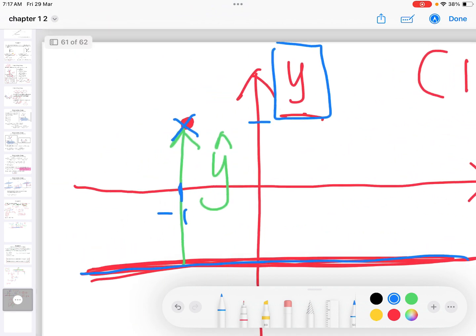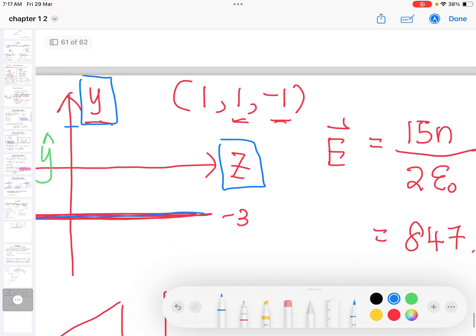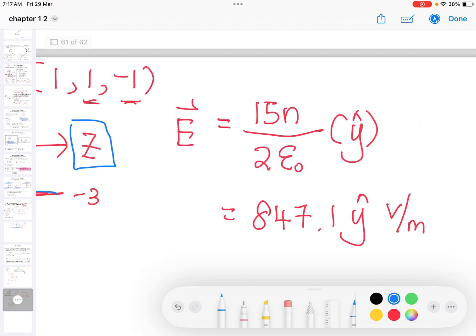So I construct the arrow, the green arrow, from my plane heading towards the observation point. So the direction will be y. So you can put it here. This is the row x, and this is the direction. And you will get this one.